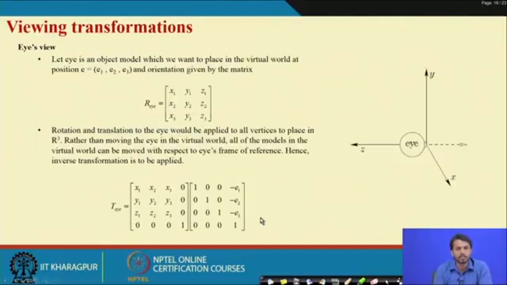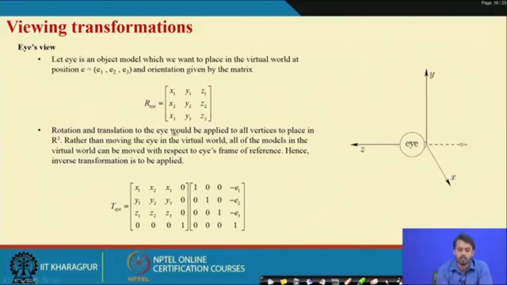Next, the viewing transformation. In this viewing transformation, we will see an eye's view. That means the eye is at the origin of a model. So, how can a 3D model be developed for a view of the eye, as represented here? Let the eye be an object model which we want to place in the virtual world at a position E = (E1, E2, E3).